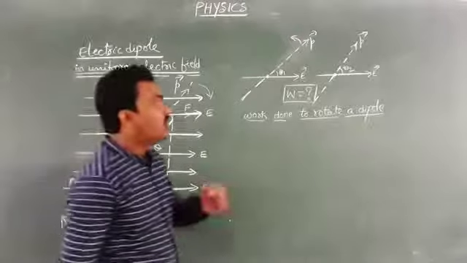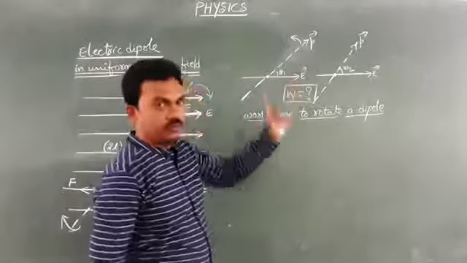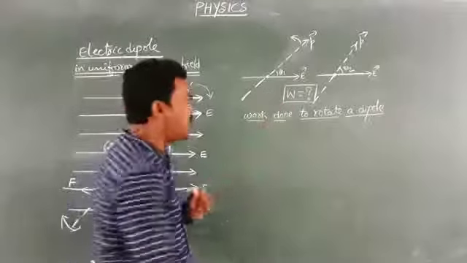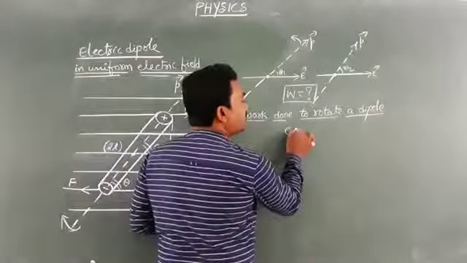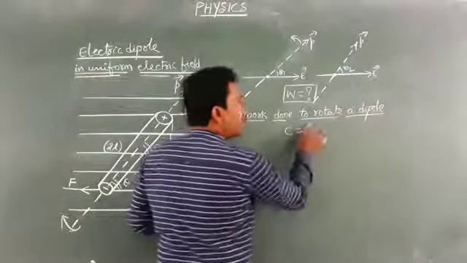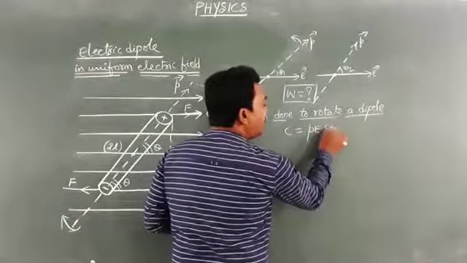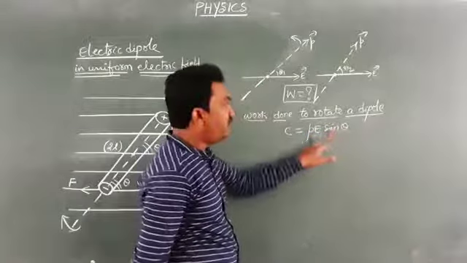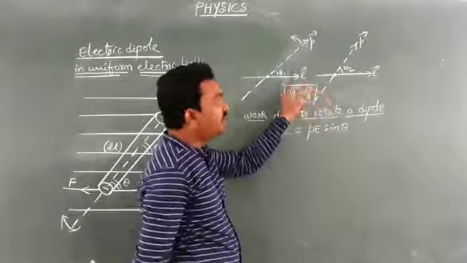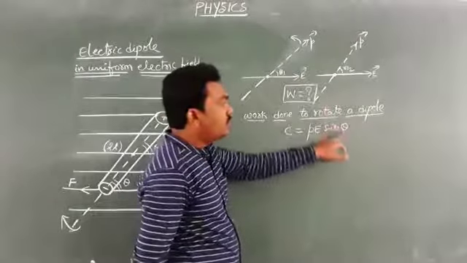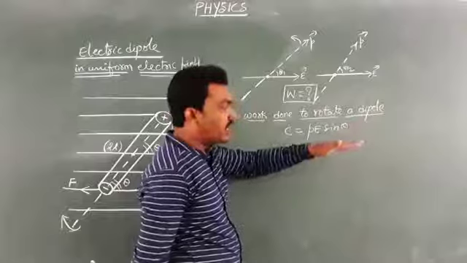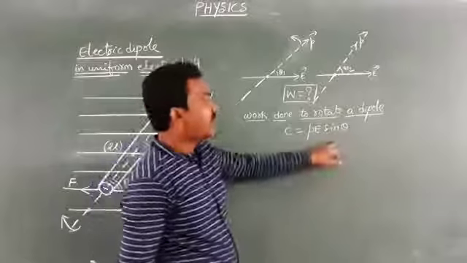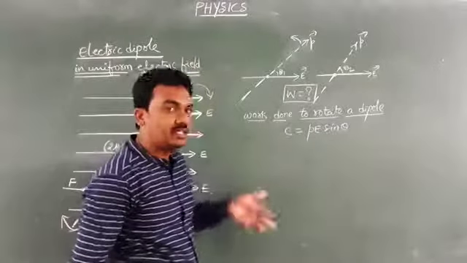So here, whenever I am trying to rotate the dipole, the couple acting on the dipole is going to increase, because you know very well, the couple experienced by the dipole is C equal to PE sin theta. So if theta is going to increase, even though PE remains constant for the given dipole in the given electric field, theta is going to change when I am trying to rotate the dipole against the electric field. As theta increases, the couple experienced by the dipole increases.